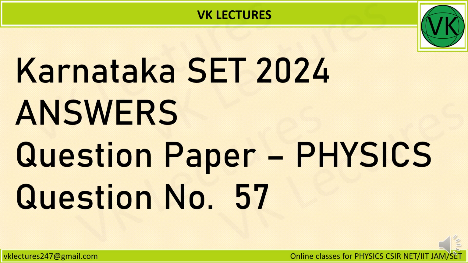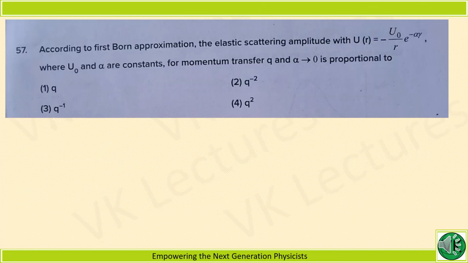In this lecture, we will be discussing question number 57 from Karnataka set 2024. According to the Born approximation, the elastic scattering amplitude. So let's write U of r equal to minus U naught by r, e to the power minus alpha r. It's not gamma, it's r, where U naught and alpha are constants, and q is the momentum transfer.